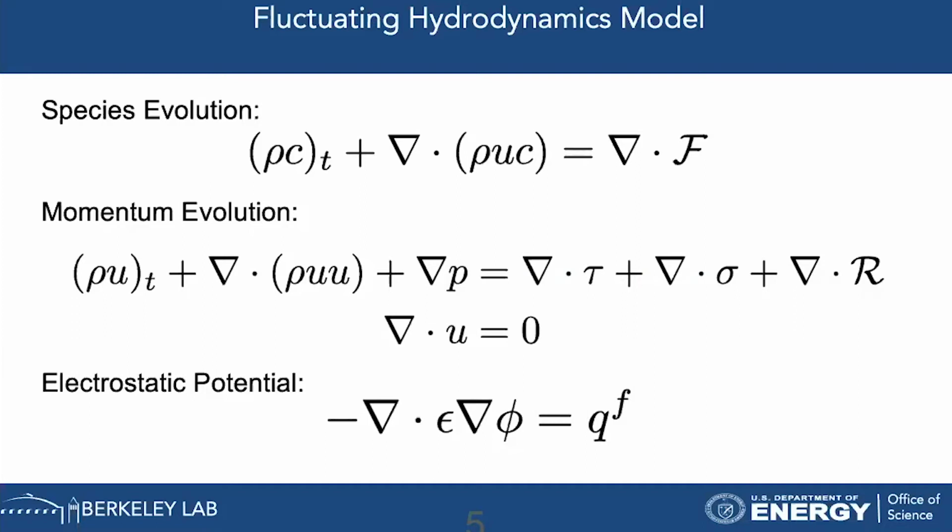We have to evolve the momentum of the fluid. So here U is the fluid velocity, P is the pressure, and then we have different components.